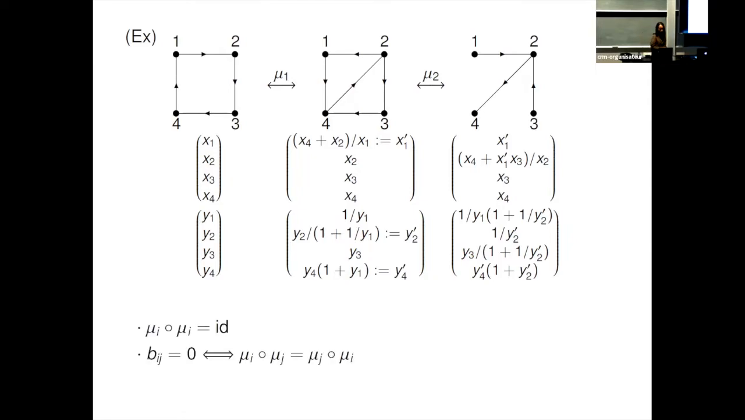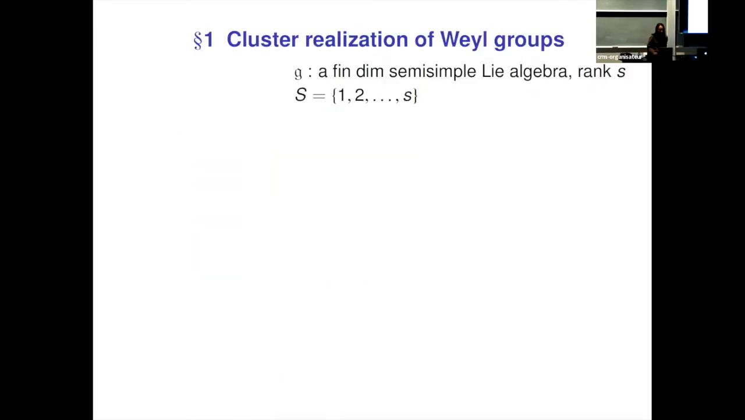So it is easy to check that each mutation is involutive, and that if there is no arrow between i and j vertices in the quiver, namely B_ij is 0, then the corresponding mutations are commutative. These are basic properties of mutation. Then, by using such operations, from now I introduce a cluster realization of Weyl groups.